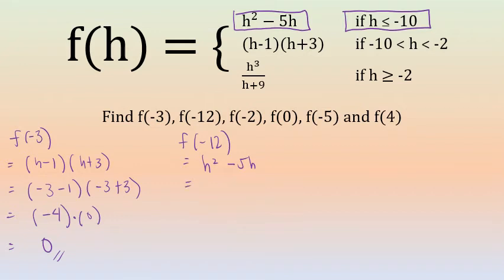Evaluate. Let's now substitute our given. So negative 12 squared minus 5 times negative 12. Okay? So negative 12 squared, this is 144. Then negative 5 times negative 12, negative times negative will give us a positive. 12 times 5 is 60. 144 plus 60, our final answer will be 204.